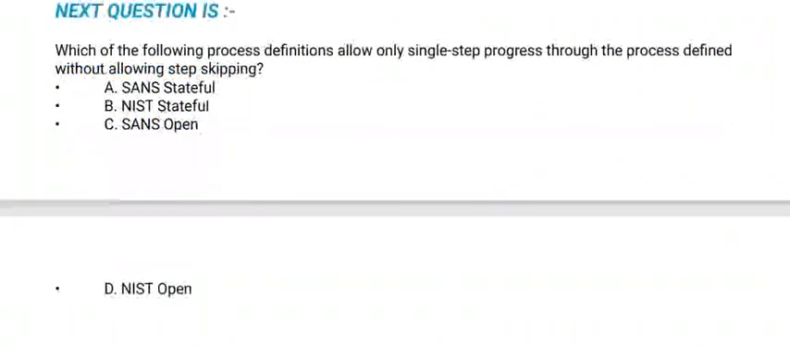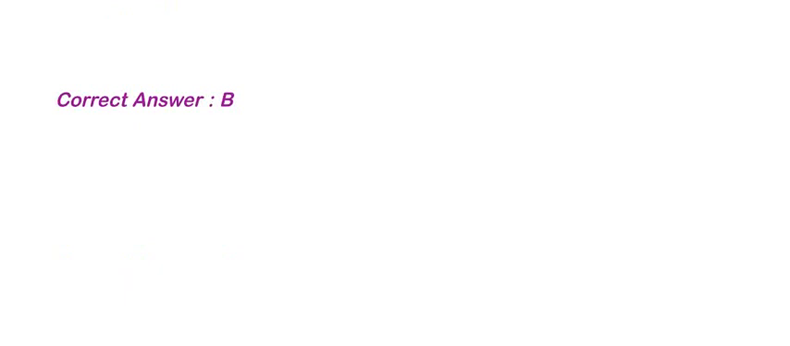Next question is, which of the following process definitions allow only single step progress through the process defined without allowing step skipping? Options are: Option A, SANS stateful. Option B, NIST stateful. Option C, SANS open. And option D, NIST open. The correct option is option B.